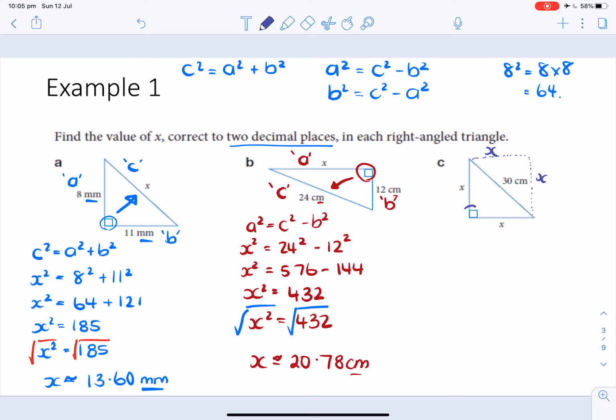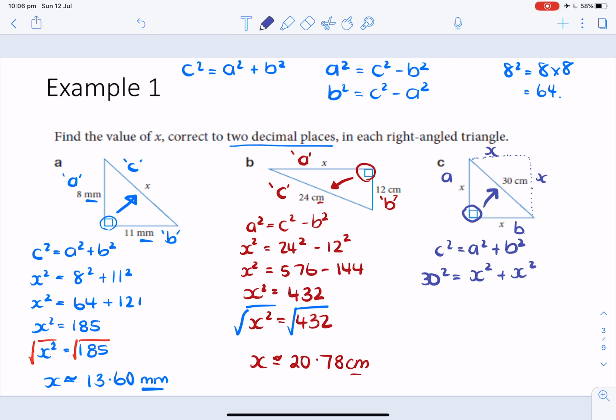All right, again, it's right angled and I have my C value, but I don't have my A or B value. I'm going to call this one A, I'm going to call that B. I'm going to write out that first formula again. C squared equals A squared plus B squared. And then I'm going to substitute. So 30 squared equals x squared plus x squared. I didn't use the transposed formula because I'm now going to simplify from here.